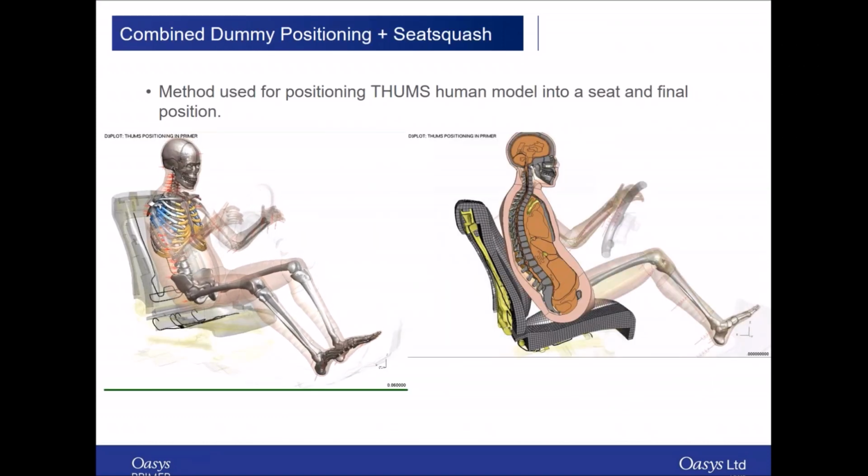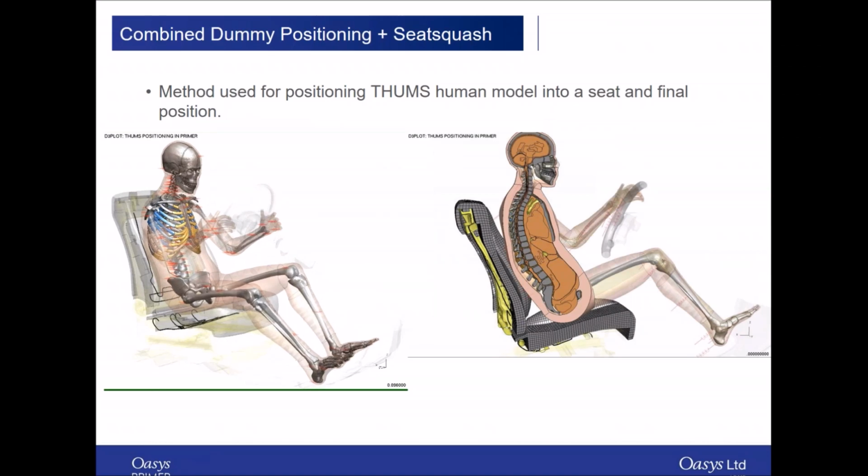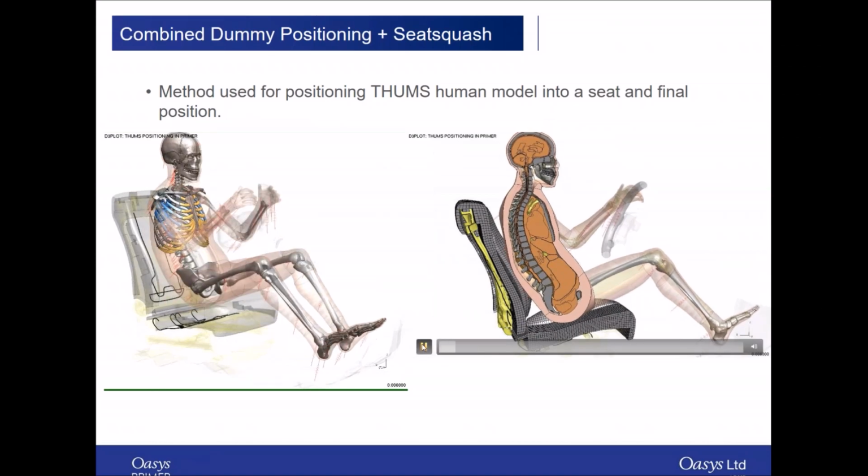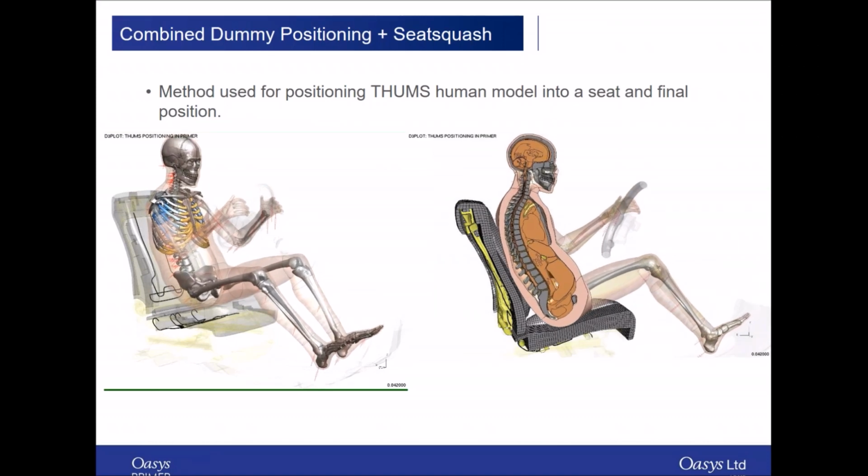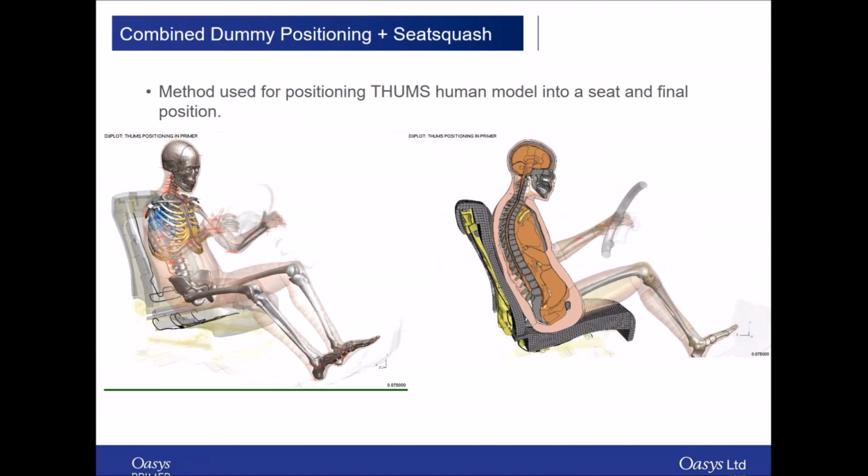Just a reminder that these methods can be used for human body model positioning. This is an animation showing the THUMS model being positioned into a seat and the arms and legs being moved into a specified position.